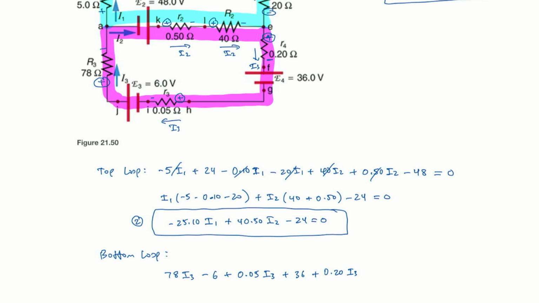So the last sign we see on R2 is the plus. So we've got R2 is 40 times I2. And then internal resistor R2 is 0.5. The last thing we see is the plus, so 0.50 times I2. Then we see the short end of E2, so we've got minus 48. We're back to A. So all that is equal to 0.